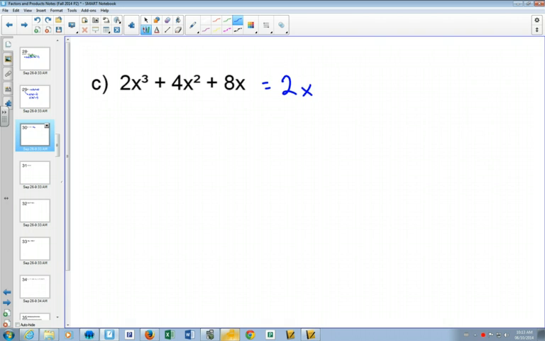Pull out a 2 and an x, leaving you with x squared plus 2x plus 4. And remember that inside the brackets, none of those are like terms. Remember like terms from last year? You can't combine them. You can only combine like terms if you have x's with x's together or x squareds with x squareds. The variables have to be the same with the same powers in order to combine them as like terms.